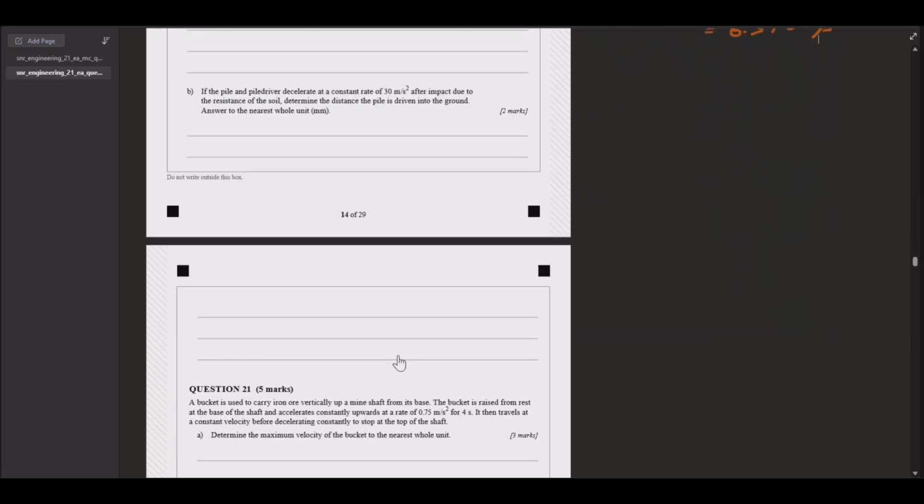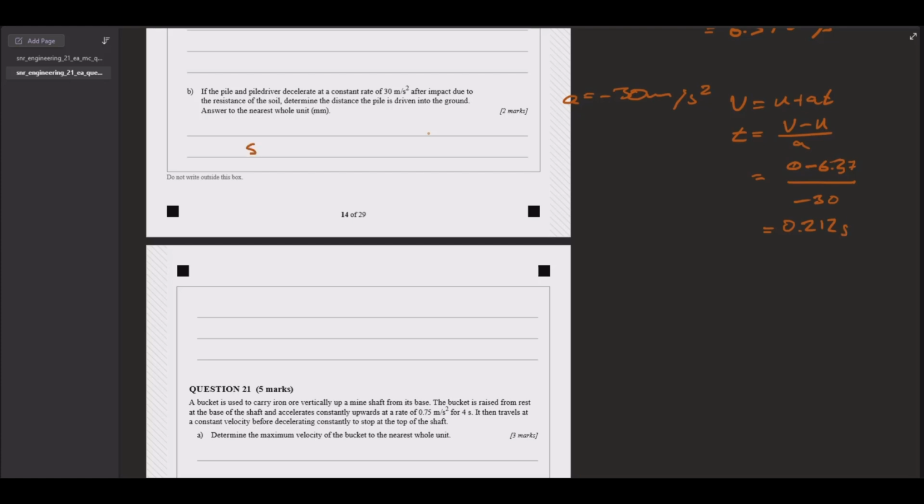Alright. If the pile and piledriver decelerate at a constant rate of negative 30 meters per second squared after impact. Alright, just do that. Wait, we need to first of all do v equals u plus at. Time is going to be v minus u on a, and that is minus 6.37 over the acceleration of negative 30, which is 0.212 seconds.